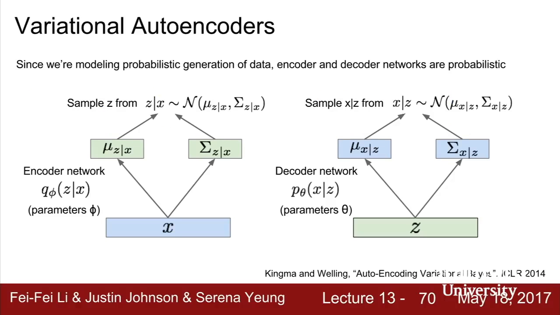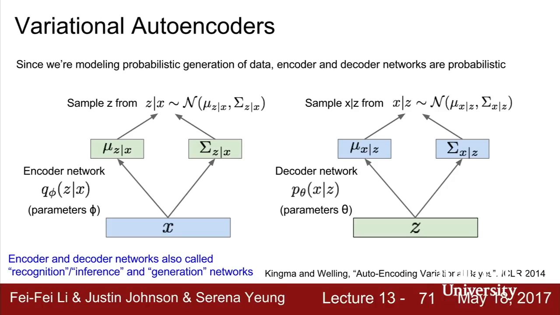And now in order to actually get our z and x, this should be z given x and x given z, we'll sample from these distributions, right? So now our encoder and our decoder network are producing distributions over z and x respectively, and we'll sample from this distribution in order to get a value from here, right? So you can see how this is taking us in the direction towards being able to sample and generate new data.